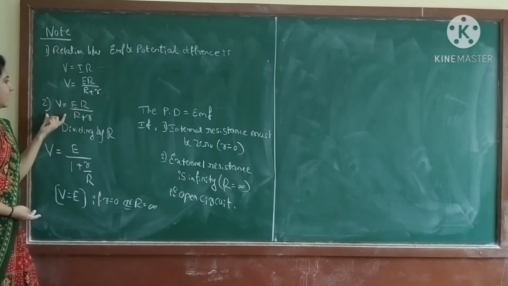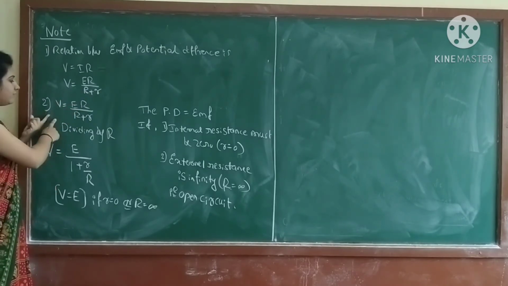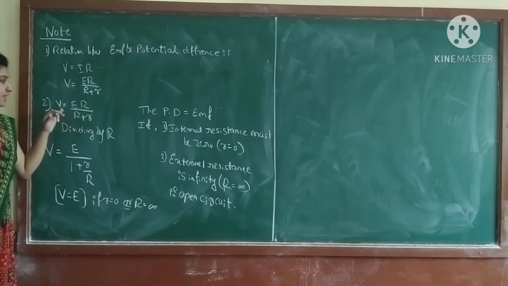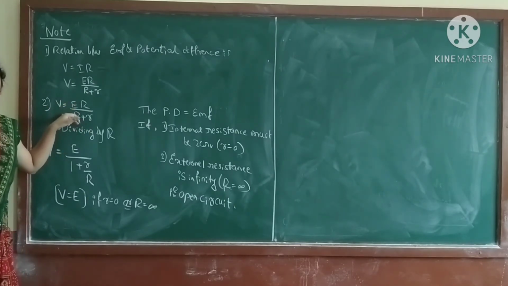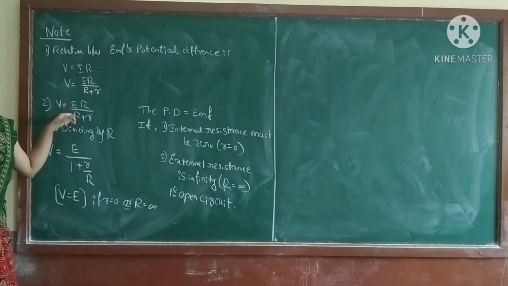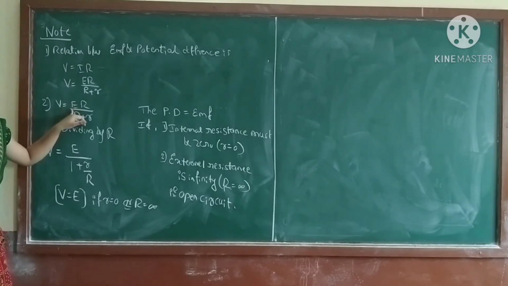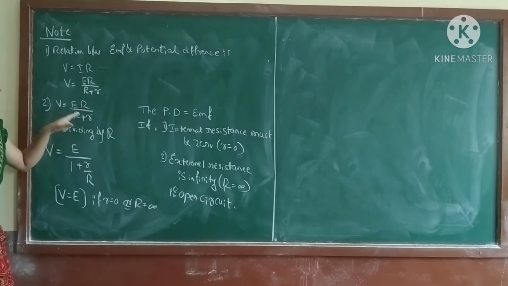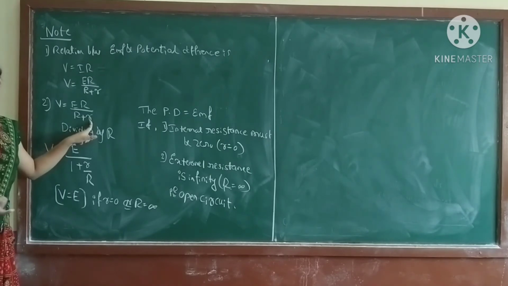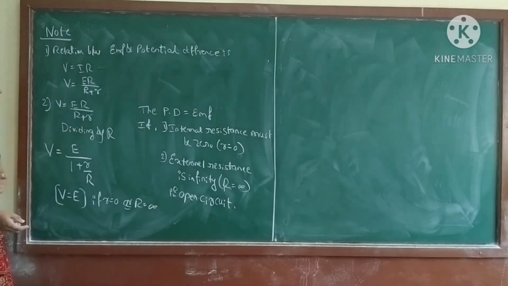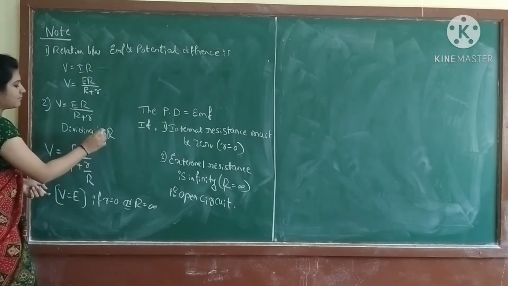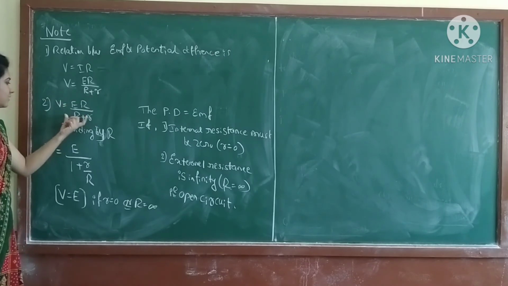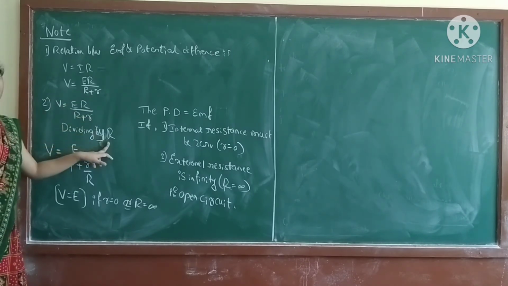Correct? So take again this equation, the second one. V is the potential difference of the circuit, the total potential difference. Then E is the EMF, R will be the resistance or external resistance, and small r is nothing but the internal resistance, right? So what you do, dividing by capital R, just divide this term by the capital R.